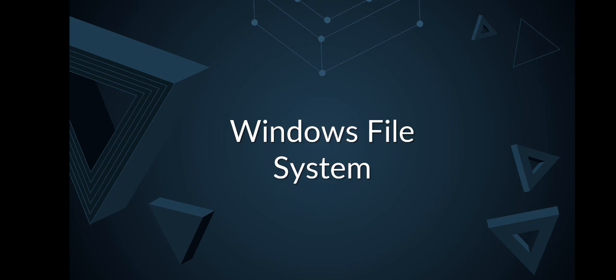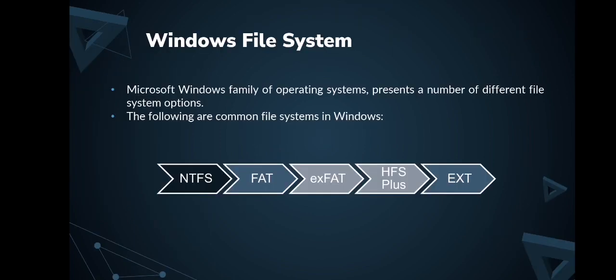We now go to Windows file systems. The Microsoft Windows family of operating systems uses a number of different file system options. These options are determined by the type of media involved and the circumstances in which the media is formatted. The following are common file systems for Windows. We have NTFS, FAT, exFAT, HFS Plus, and EXT.